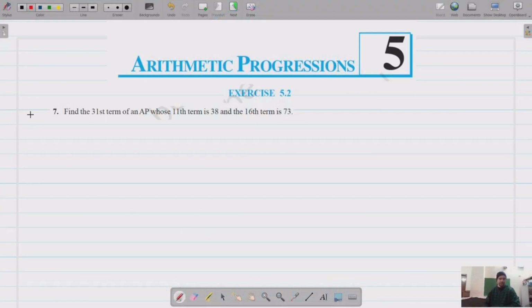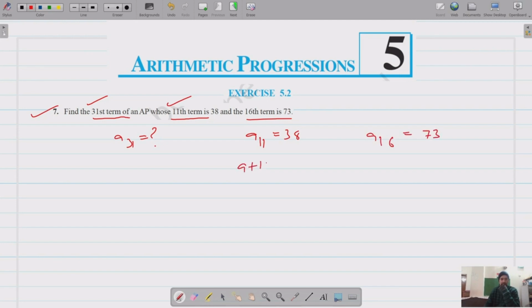Okay, so for question number 7, we have to find the 31st term of an AP whose 11th term is 38 and 16th term is 73. So 31st term means we have to find a31, and 11th term means a11 is 38, and a16 is 73. So a11 means a plus 10d is equal to 38, and a16 means a plus 15d is equal to 73.